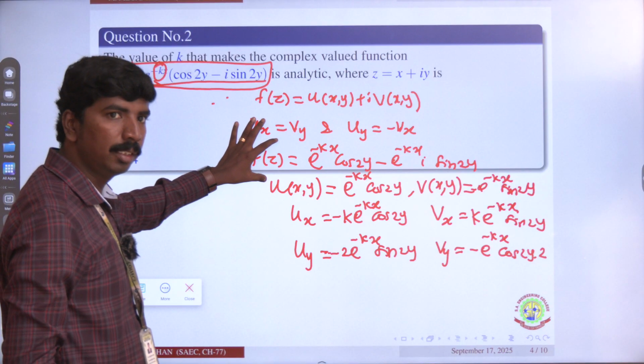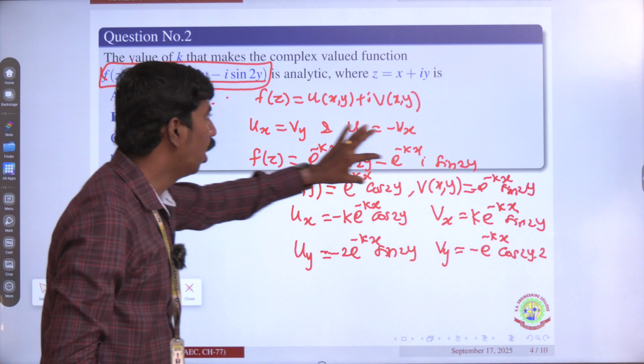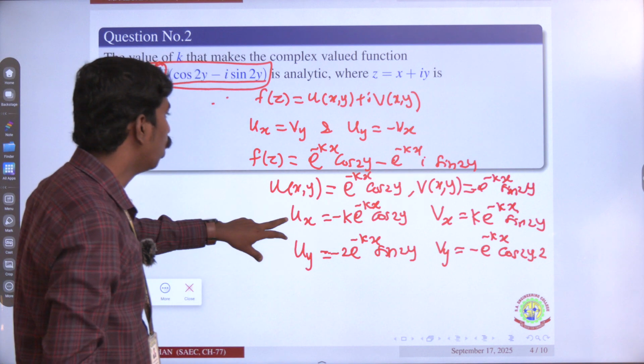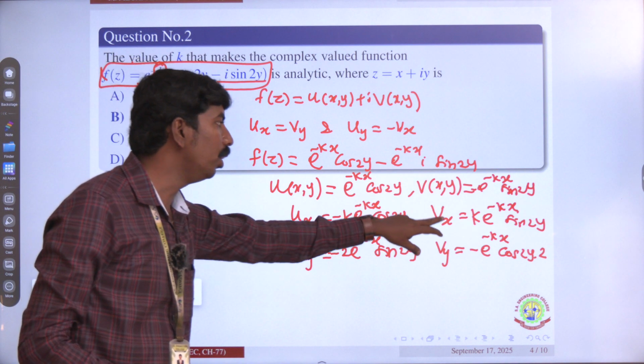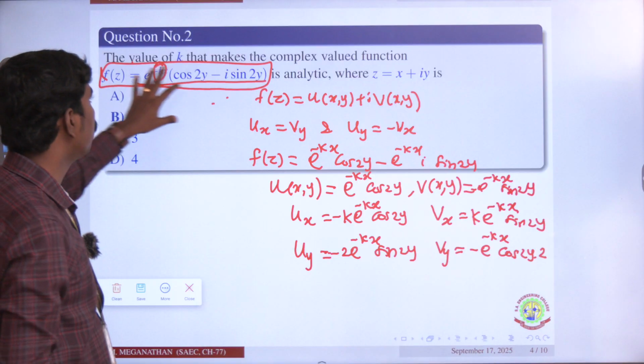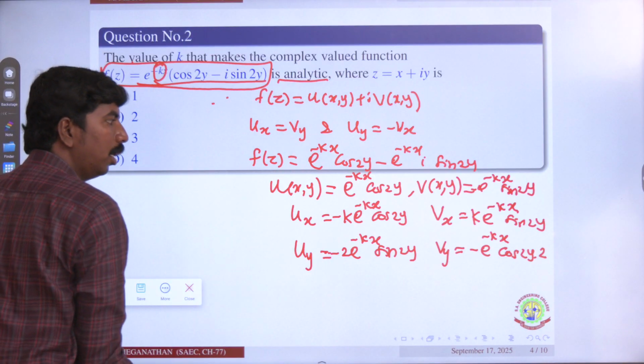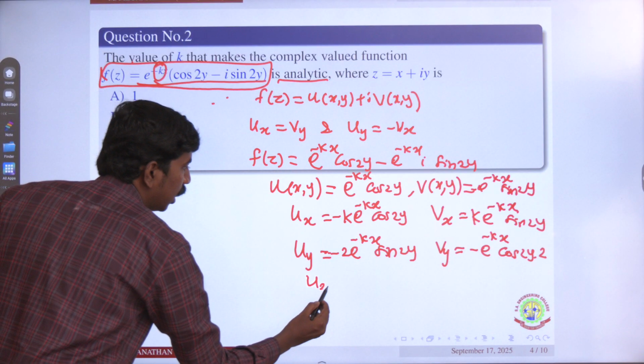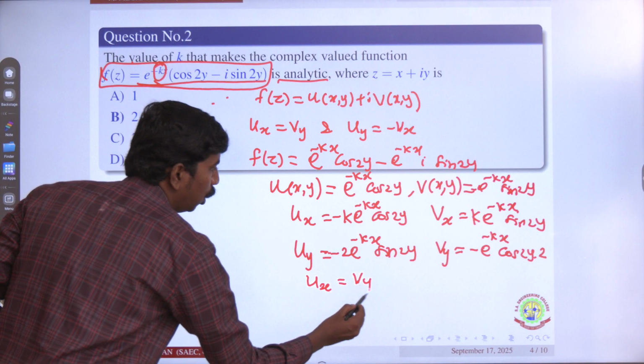So the given f of z can be separated into u and v of x comma y. So now I find out Ux, Uy and Vx, Vy. They given already this function is analytic. So therefore, analytic means what? This condition will be satisfied: Ux equal to Vy we will get.